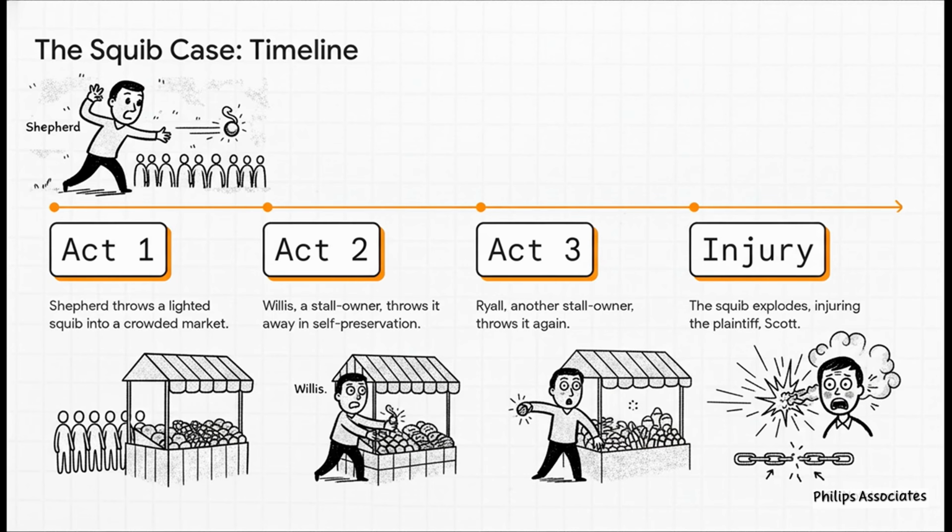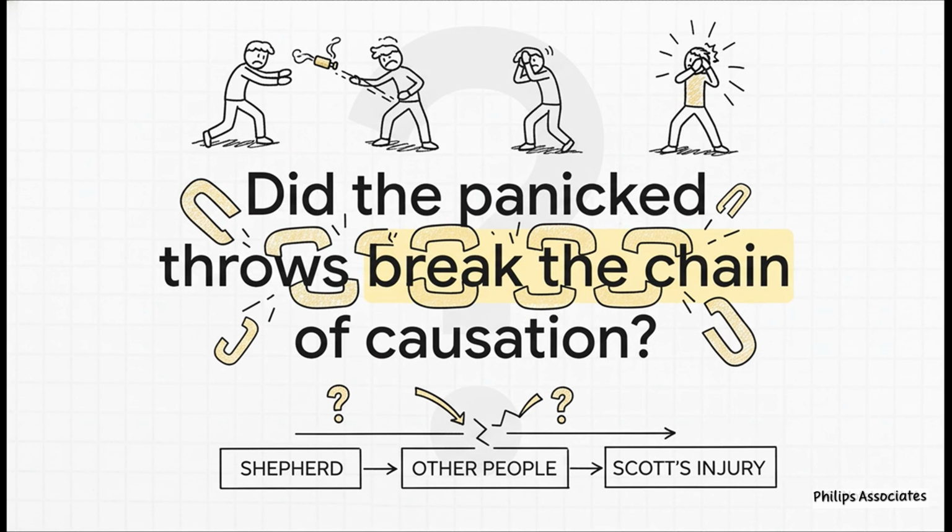Willis, obviously panicking, grabs it and throws it away immediately to protect his stuff. It then lands on another guy's stall, Ryle, who does the exact same thing, pure self-preservation. But this time, it explodes right in the face of our poor plaintiff, Scott, and causes a serious eye injury. What a mess. So here's the million-dollar question for the court.